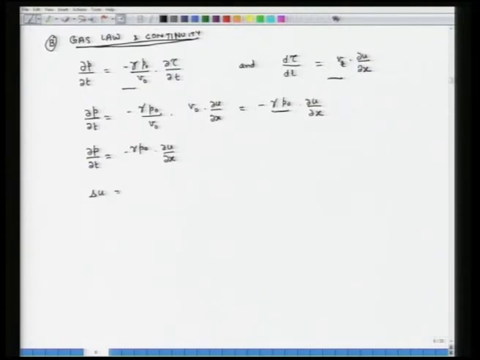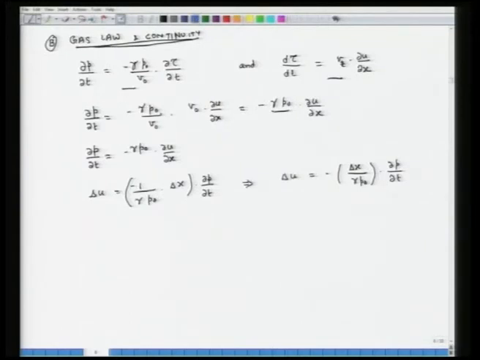Small change in u equals, so I am reframing del u over del x, a small change in u equals 1 over gamma p naught times small change in x, and of course, there is a negative sign, times partial derivative of pressure with respect to time. So, again to rewrite this, change in velocity equals negative of delta x over gamma p naught times partial derivative of pressure with respect to time.